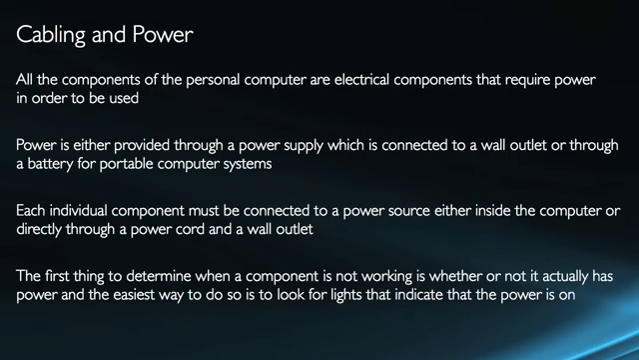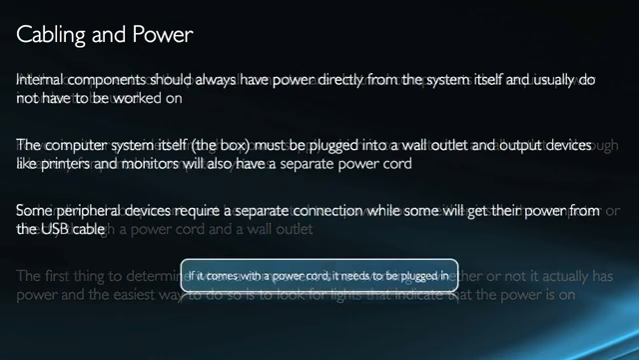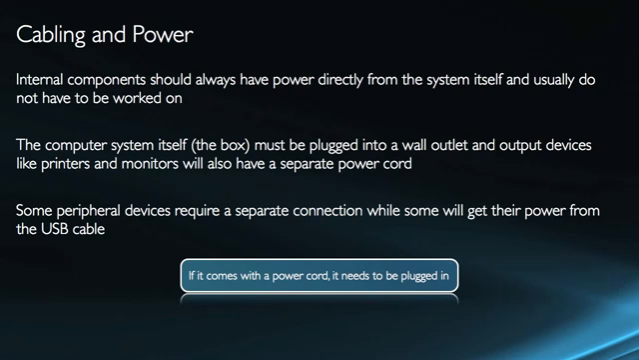Now, the first thing to look for if a component is not working is whether or not it actually has power. And the easiest way to do that, without opening up the computer, is: does it have any lights? Most devices come with some sort of LED, some sort of light that will flash or display when the device has power. And so that's really the first thing to look for. Internal components should always have power directly from the system itself, and usually these don't need to be worked on. In fact, I need to be very careful if I'm opening up the system.